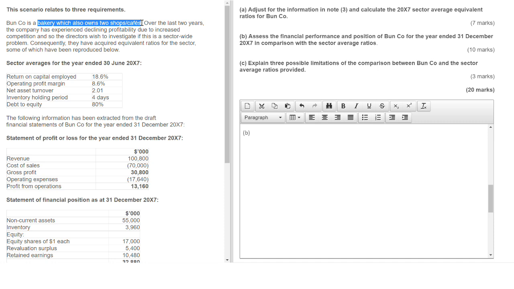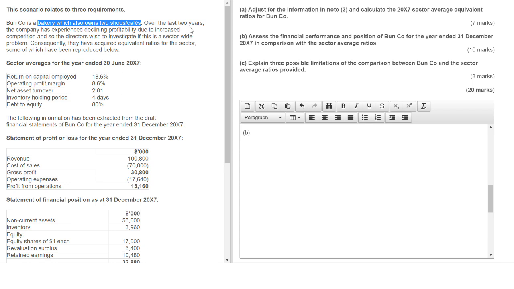So that could have an impact on your profitability, couldn't it? Yeah, if we own the shops, we don't need to pay any rent. But if you lease the shops, then we will have some rental payments, and therefore that will reduce the profitability. It goes on to say that we've had a decline in profitability due to competition. So the directors wish to investigate if this is sector-wide.